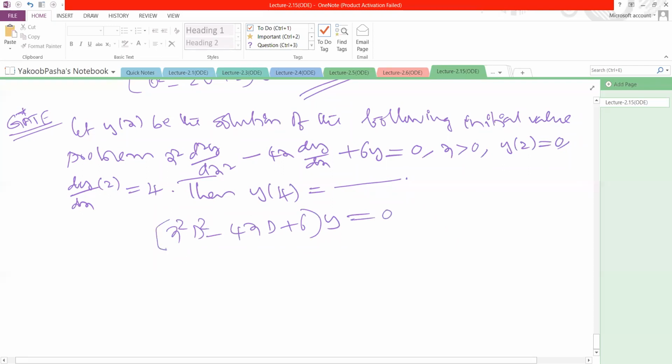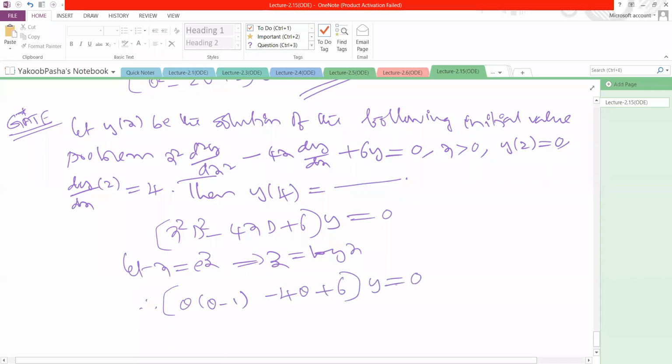It is homogeneous. So let us take x equal to e power z, then z is equal to log x. And substitute x into d equal to theta, x square into d square equal to theta into theta minus 1. That is theta into theta minus 1 minus 4 into theta plus 6 into y is equal to 0. So we can write this as theta square minus 5 theta plus 6 into y is equal to 0.